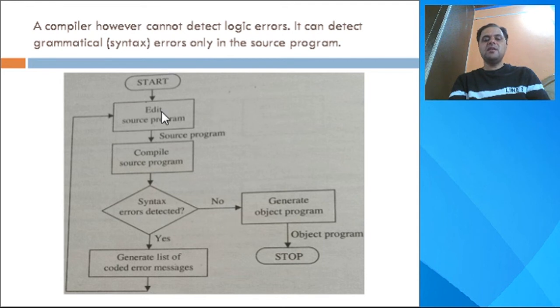So this is a flow chart of a compiler. Start, edit source program: we have to write the program here. Compile source program, then we will compile the program. We will check the errors: is a syntax error detected, yes or no? If no syntax error, then generate the object program and stop. If there are errors, then generate a list of error messages, correct those errors, and compile again. If there are no errors, then generate the object program and stop. If again there are errors, generate the list of errors, correct them, and compile the program again. So this is how our compiler works.